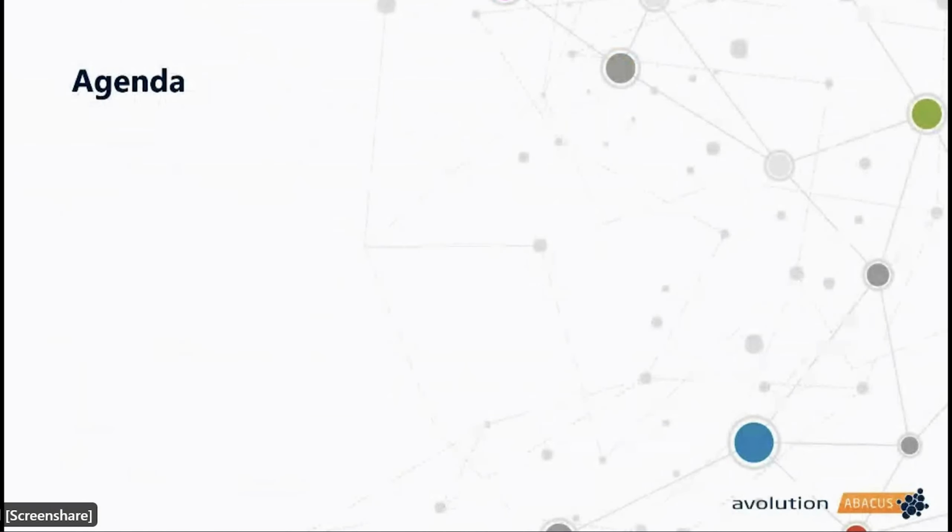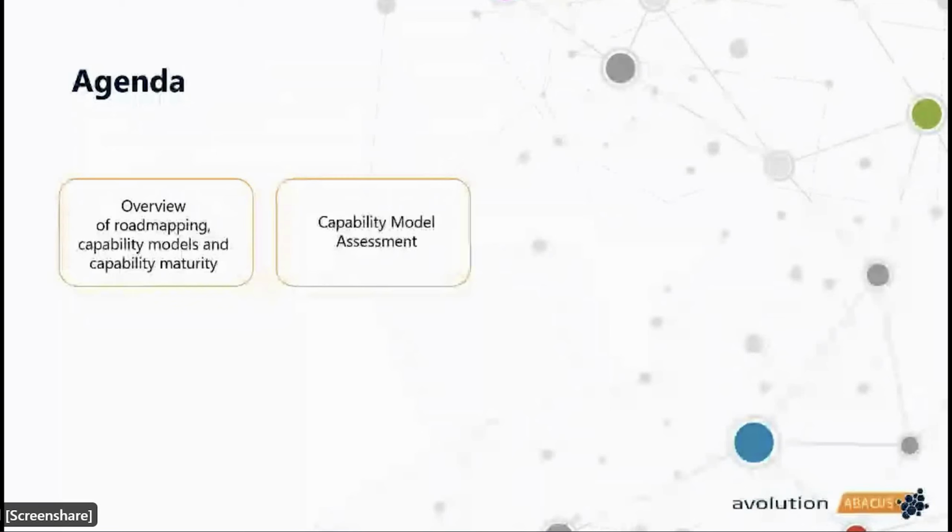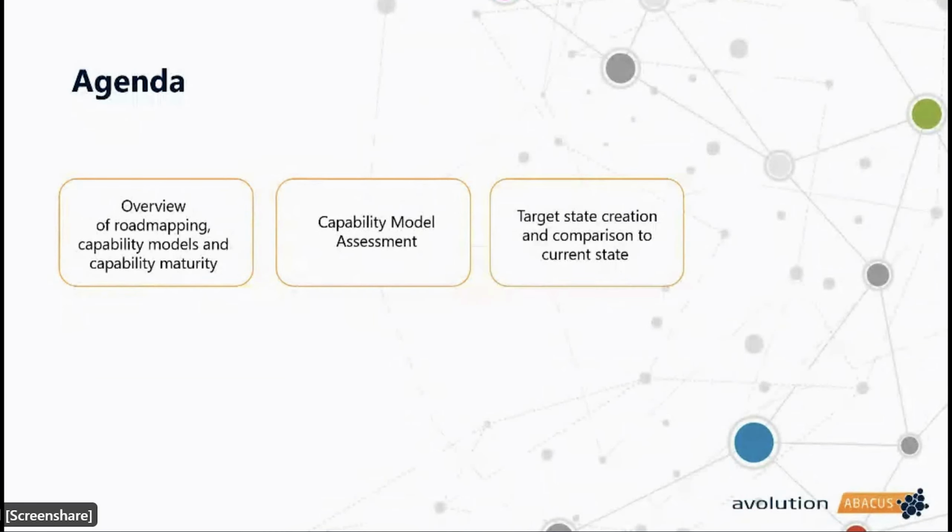Today, I will start with an overview of road mapping. Then I will get into capability models and maturity. Next, we will look into assessing the capabilities to determine their maturity. And we'll see how this assessment can serve as the focal point for creating a target state and anchoring the comparison to the current states. Next, we will see how the previous steps facilitate sign-off and set the foundation for planning changes.